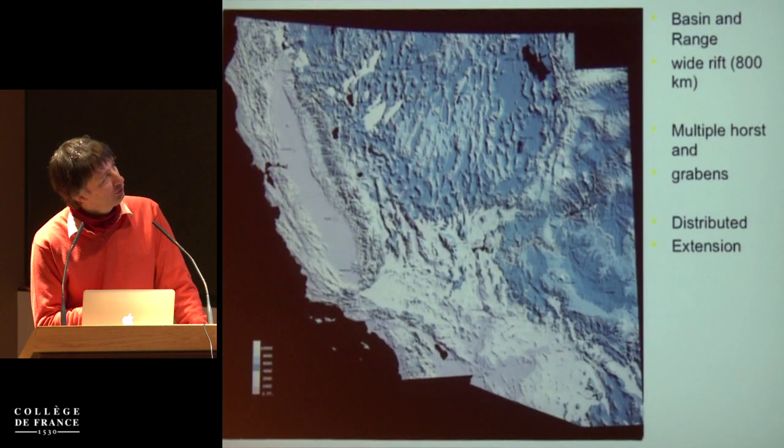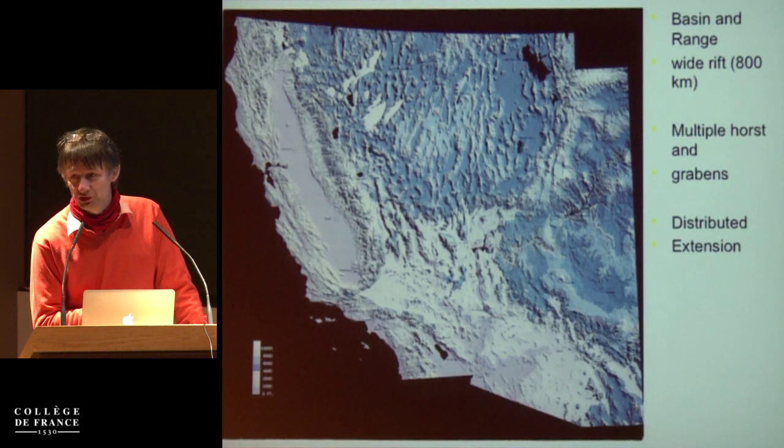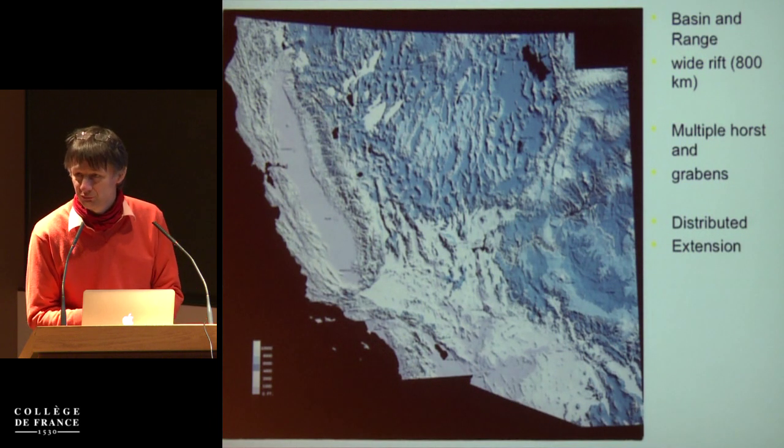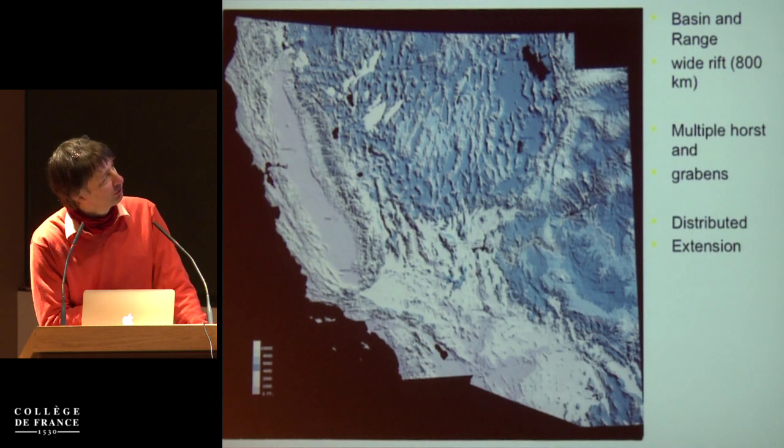Now, if we go to the other end member, the Basin and Range, this is actually still, it didn't manage to break up, and it's on the other end of the spectrum. It's extremely wide. Extension has not been very efficient in localizing deformation, and we see extensional faulting over an area that's about 800 to 1,000 kilometers wide. So we have multiple horsts and grabens and very distributed extension.